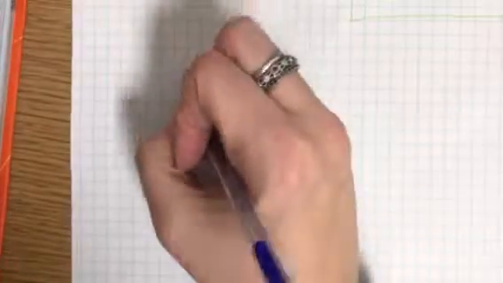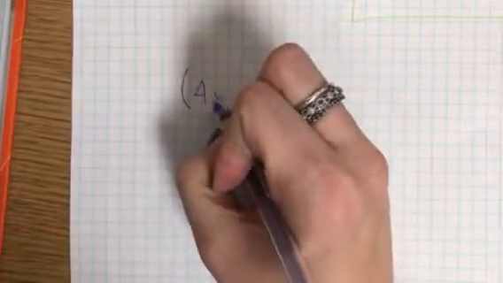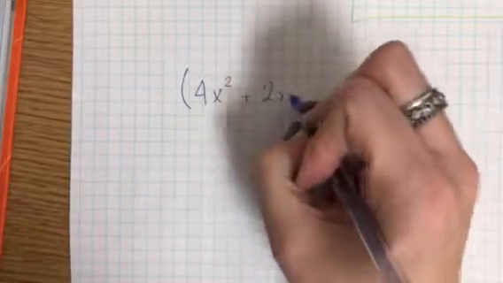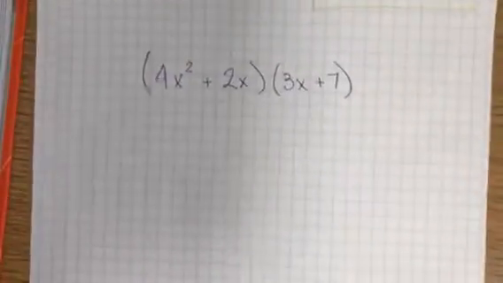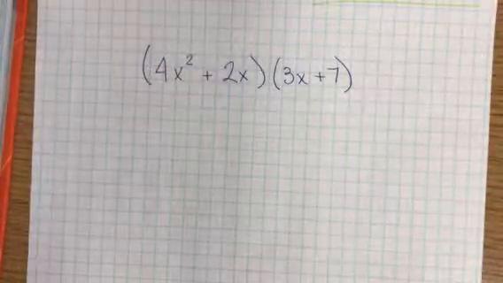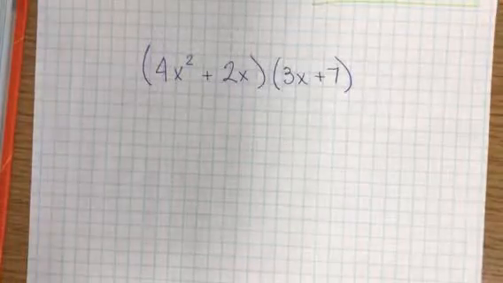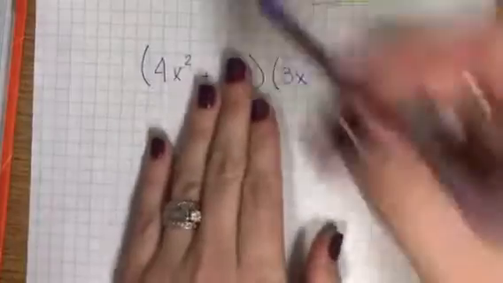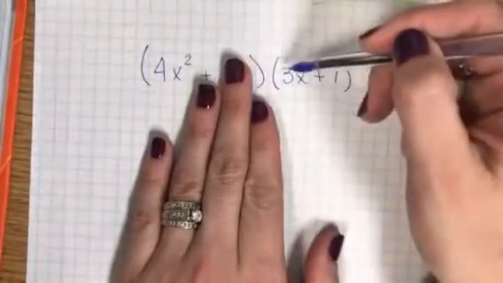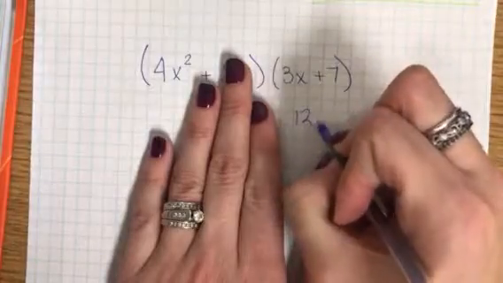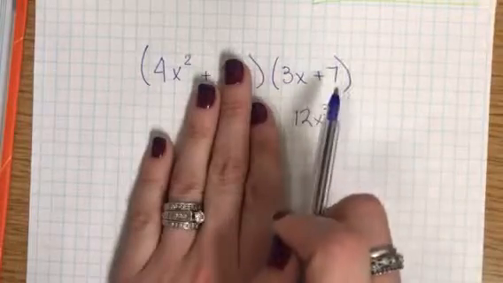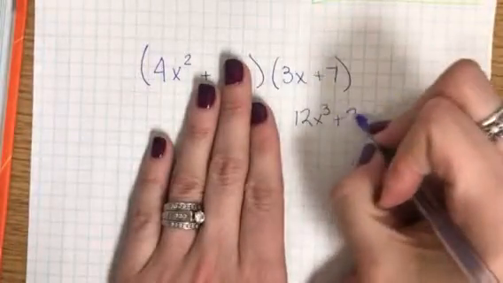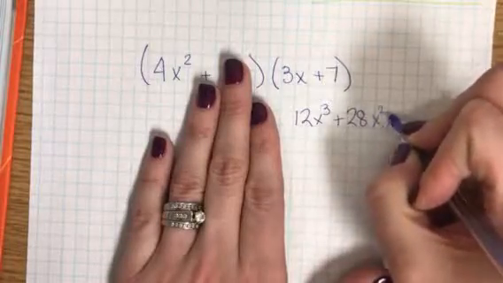Now, it doesn't always have to be the case that terms can be combined. Okay, so maybe if we have 4x squared plus 2x, and we're going to multiply that times 3x plus 7. Okay, again, we're still distributing, still passing this out. So 4x squared times 3x is going to give me a 12x to the third. 4x squared times 7 will give me a 28x squared.